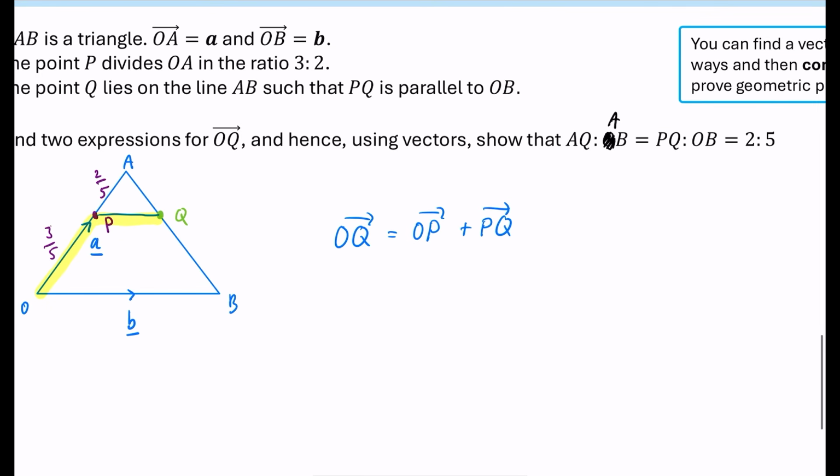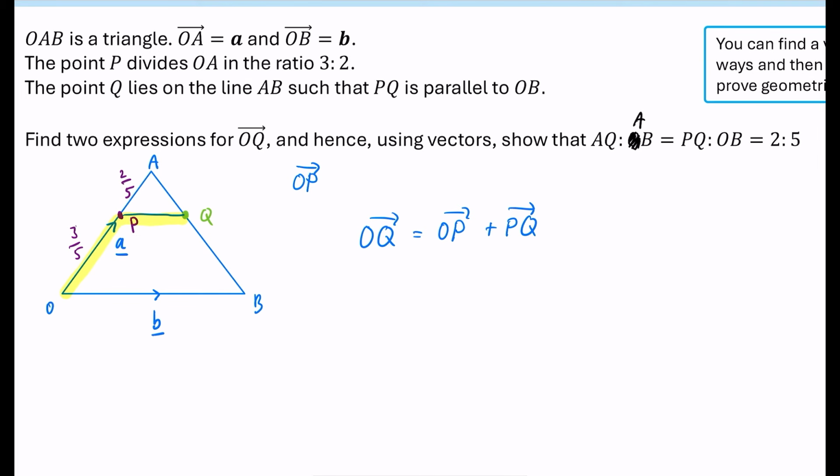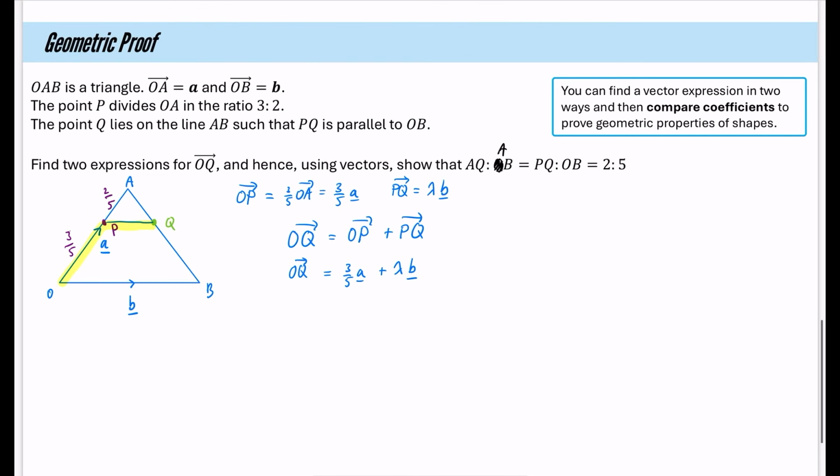I'm going to do a little bit of extra writing somewhere over here. I'm going to say that the vector O to P, because of the ratio stuff that we've just talked about, is 3/5 of the OA vector, which is just 3/5 A. And similarly, let's talk about what PQ is. Now, I know that PQ is parallel to B. So because it's parallel to B, I'm going to say that it is lambda B. And lambda in this case is going to be some kind of fraction, because obviously this is smaller than this one. PQ is some fraction of B, which is lambda. So now I can say that the vector OQ is equal to OP, which we've just said is 3/5 A, plus PQ, which is lambda B. So that was my first way of approaching this.